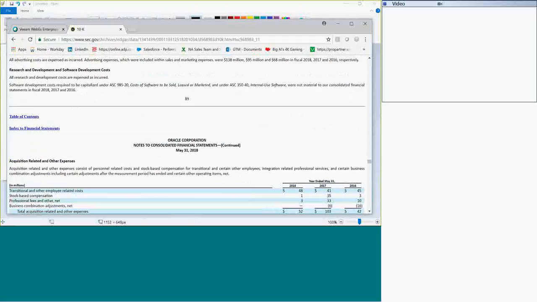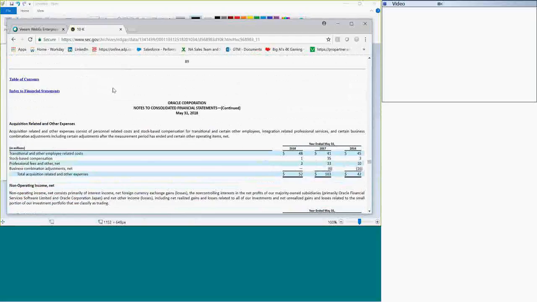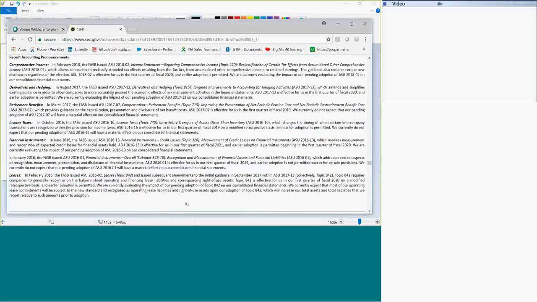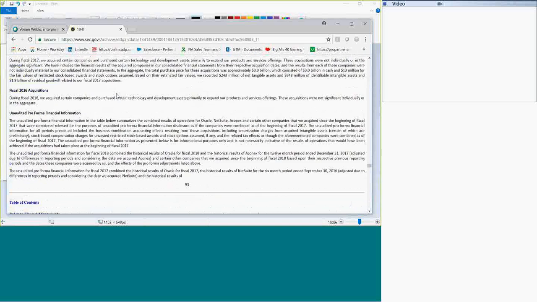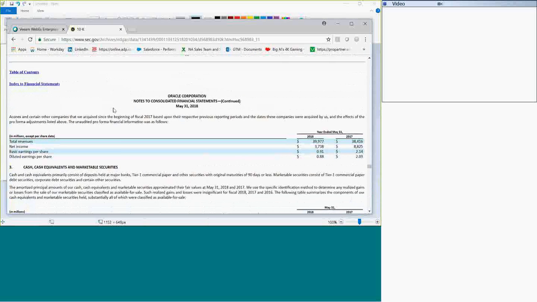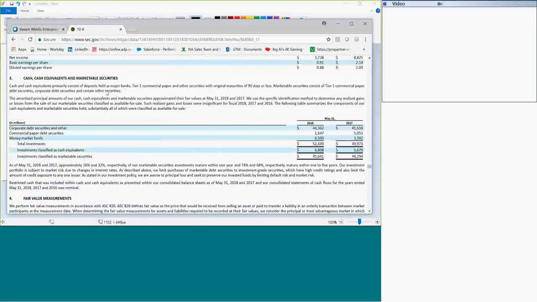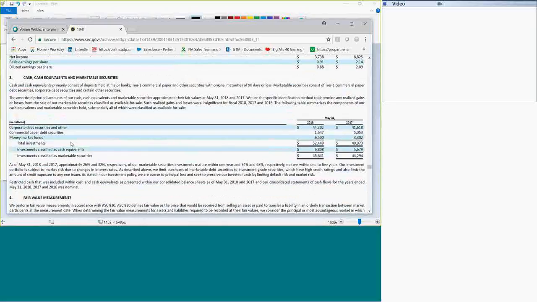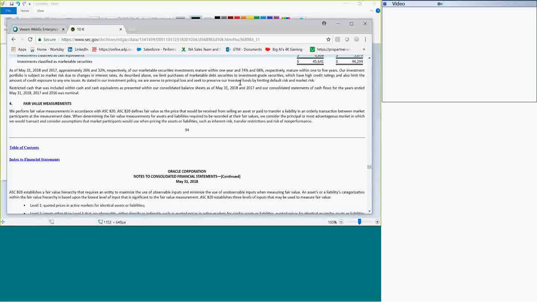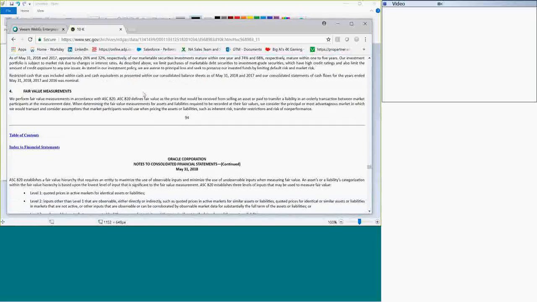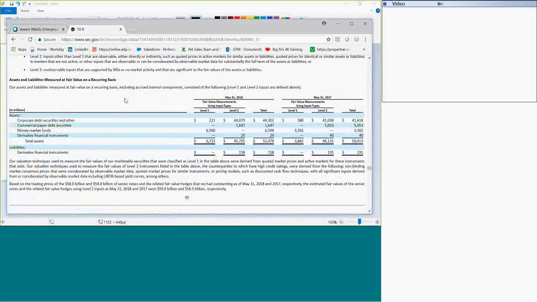Like with actual real stuff. They got their research and software costs, their acquisition costs. On their cash and how it breaks down by type, right? They tell you the maturity and the debt that they're paying on their debt. That's very good information.